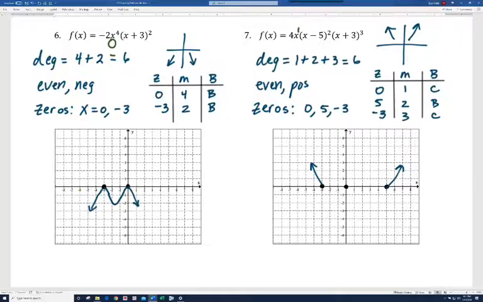And when we get to negative 3, we're going to cross. And then when we get to 0, we're going to cross. And then when we get to 5, we're going to bounce. And by the way, if you get to this last step and it doesn't match your end behavior, then you obviously know you've made a mistake. All right, let's move on.